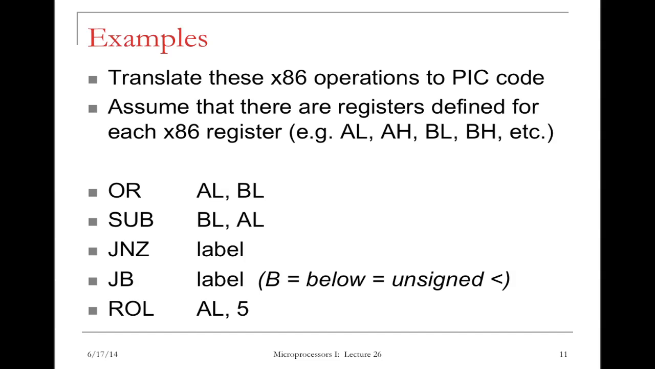Well, the idea here is that the PIC cannot do these operations, OR or SUB, on 2 registers directly. You have to use the working register to store one of the variables and perform the operation with the working register. So to translate these instructions, the first PIC instruction you want to use is MOVF, one of the registers, comma W, that is to copy the value of the register into the working register.